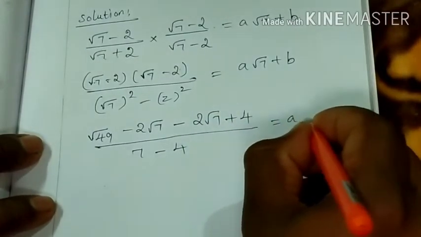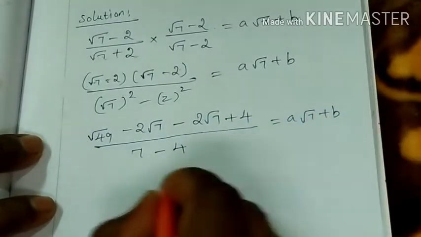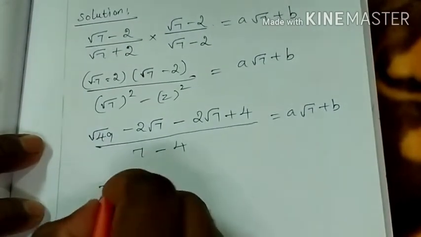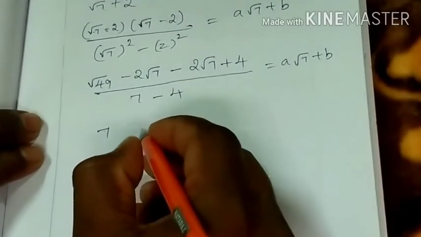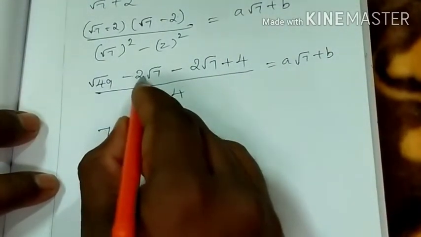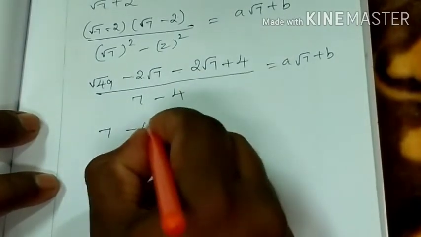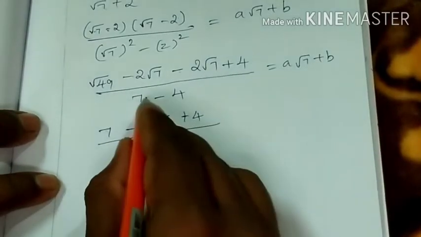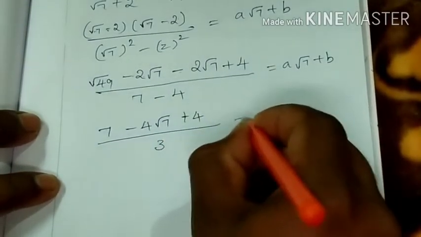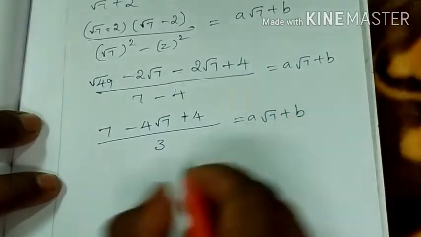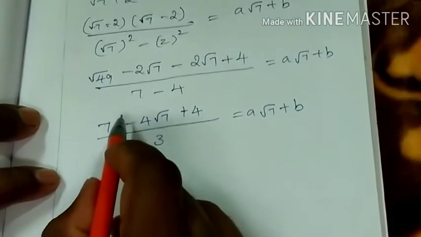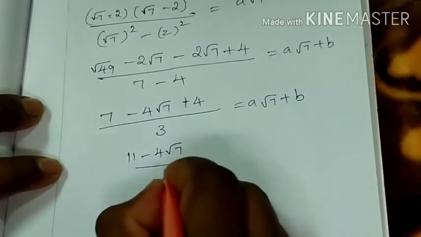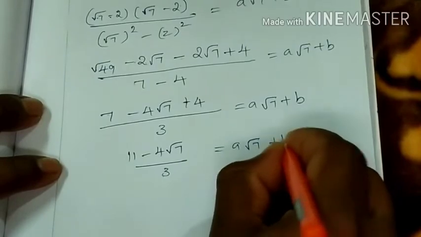This is equal to a into root 7 plus b. The numerator is equal to root 7 into root 7, square root of 49 is 7, because 7 7s are 49. Minus 2 root 7 minus 2 root 7, totally minus 4 root 7 plus 4. Okay. Whole divided by 7 minus 4 is 3, which is equal to a into root 7 plus b. Then comparing the numerical value, 7 plus 4 is 11 minus 4 root 7 divided by 3, which is equal to a root 7 plus b.